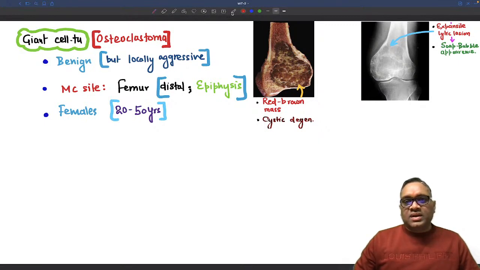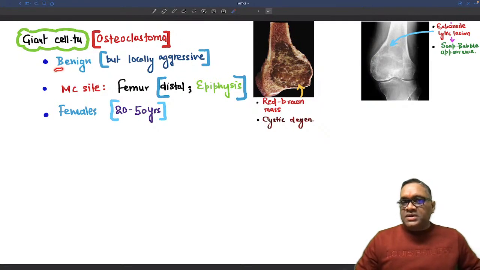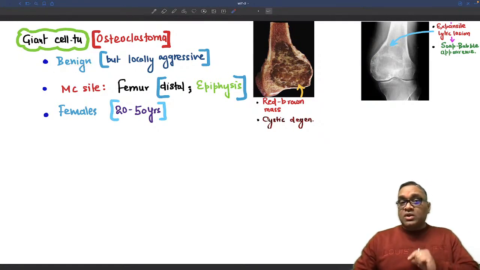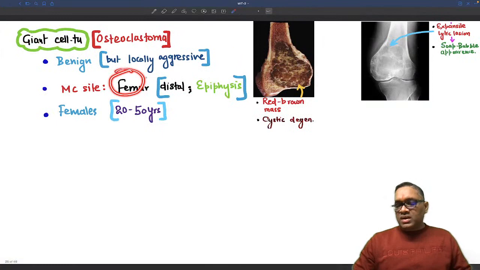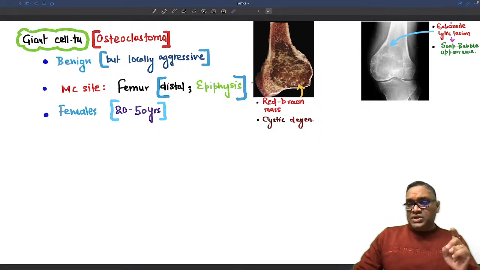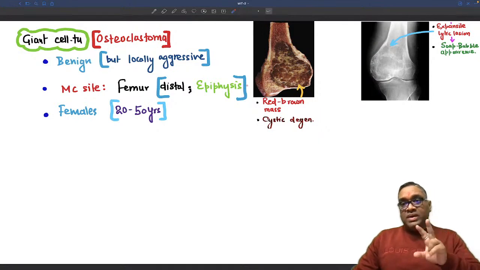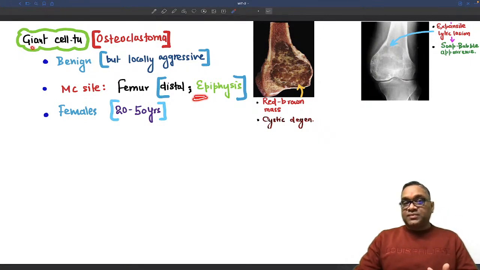So here I'll just show you a giant cell tumor. First, you have to remember it is also called osteoclastoma, because osteoclastic cells are present here. Remember, it's a benign tumor, but it is a locally aggressive tumor, and its most common site is the femur. That is why the question was given around the right knee joint. In the femur, it is the distal part, and it involves the epiphysis. So giant cell tumor is an epiphyseal tumor, not metaphyseal. Metaphysis is for osteosarcoma, and epiphysis is for giant cell tumor.